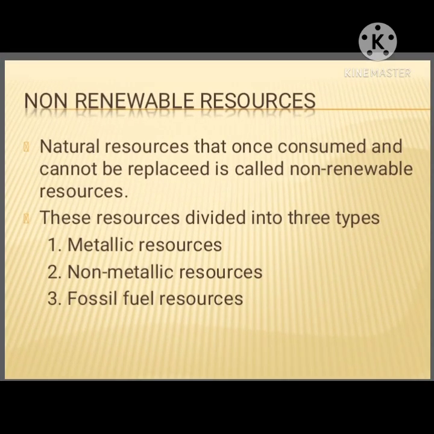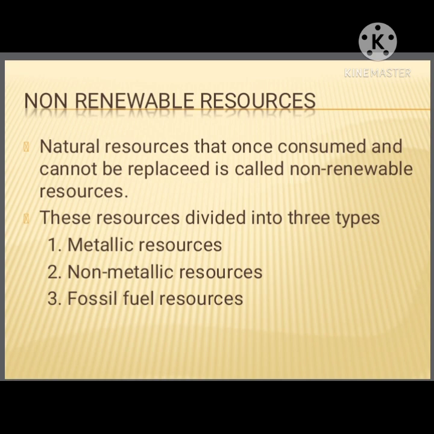Next one is non-renewable resource. That is natural resources that once consumed cannot be replaced, that is called non-renewable resources. That is, if we use one resource, it will not come again. That is called a non-renewable resource. Okay, here we have some types of non-renewable resource. First one is metallic resources, second one is non-metallic resources and third one is fossil fuel resources.